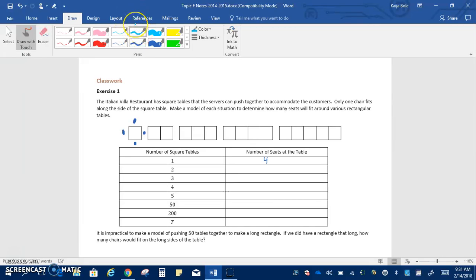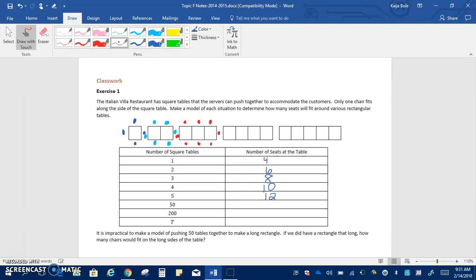Now, if we had 2 tables pushed together, if we put our dots down, we've got 1, 2, 3, 4, 5, and 6 over here. So that means we could put 6 around 2 tables. If we do 3 tables together, we have 1, 2, 3, 4, 5, 6, 7, 8. So 8 seats go around 3 tables. Okay, if we look at the patterns going down here, around 4 tables we would get 10 seats, and around 5 tables we would get 12.